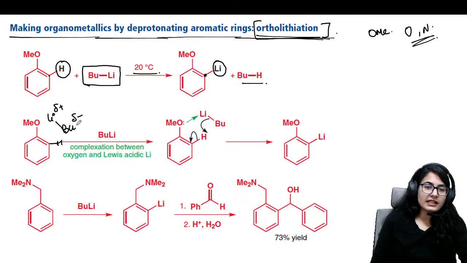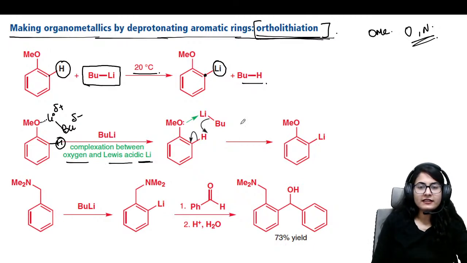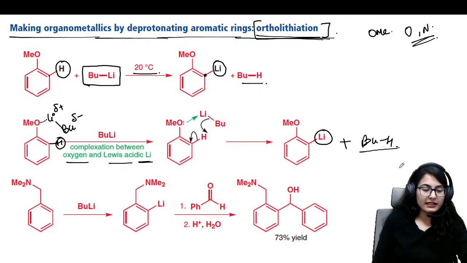So the one which is negative polarity will grab an acidic proton, and oxygen from here is chelating it, complexation. Oxygen and Lewis acidic lithium, like this. So this is how the reaction happens. You get the ortholithiation and you get butyl hydrogen. That is your butane basically. Alright, simple hydrocarbon.